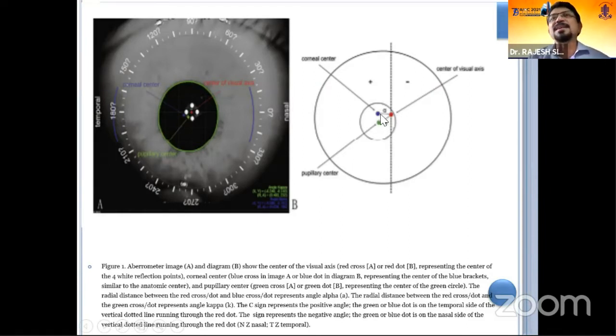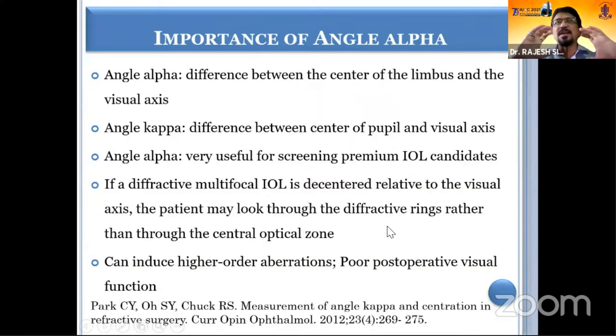And if the visual axis is too far away, then if you do an ablation of the cornea, there will be induction of aberrations, because your ablation should be centered onto the visual axis. So that is important in corneal refractive procedures. But when we talk about cataract procedures, the IOL implantation, the corneal center is important, because the center of the limbus or the corneal center is the key, because the IOL centers at the corneal center.